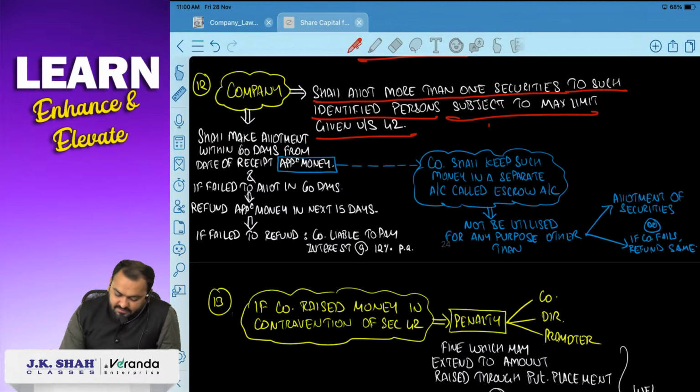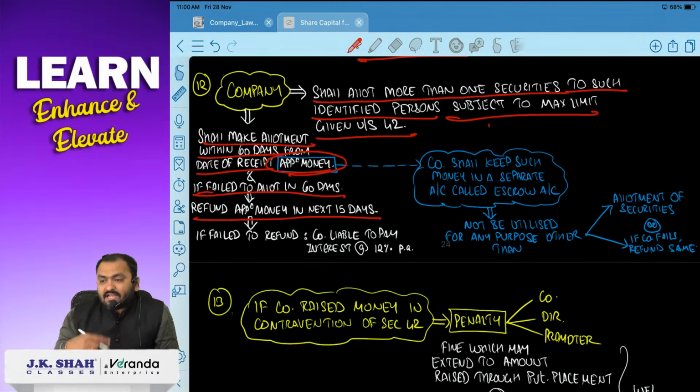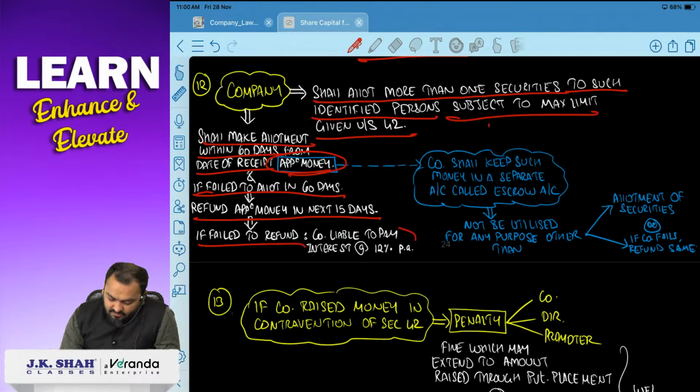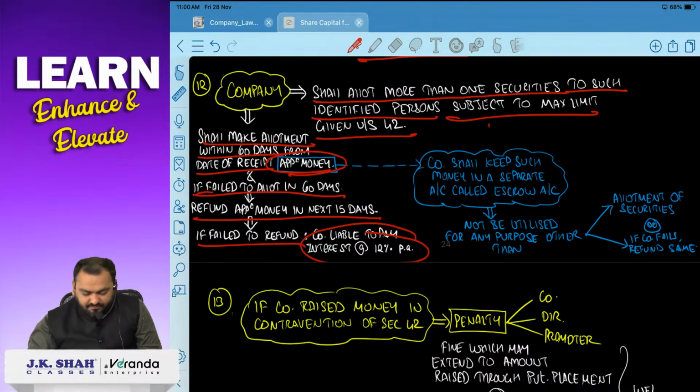Now next is the company shall make allotment within 60 days. That is the general principle of allotment. Okay, from the date of receipt of application money. If not allotted in 60 days, the company has to refund the application money in the next 15 days. Easy. And if it fails to refund, there is interest payment.